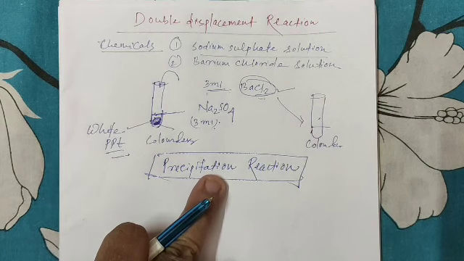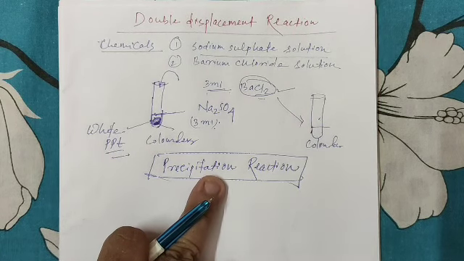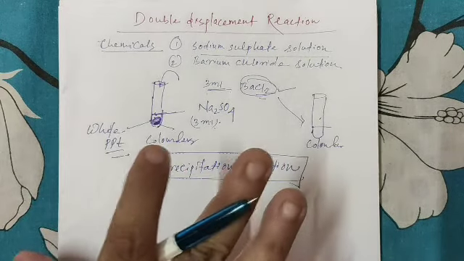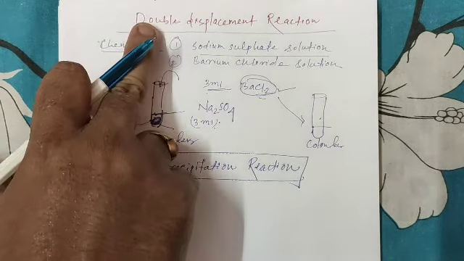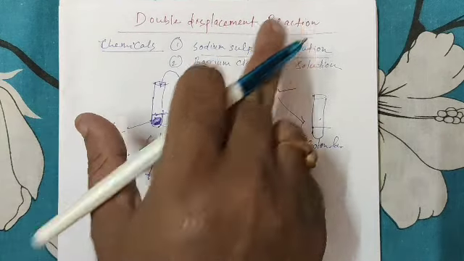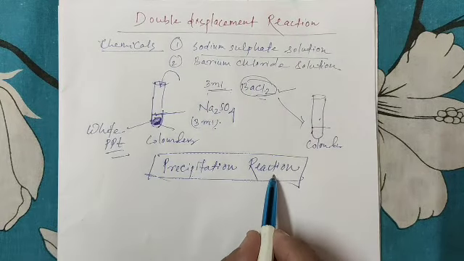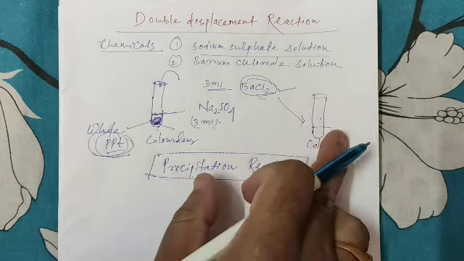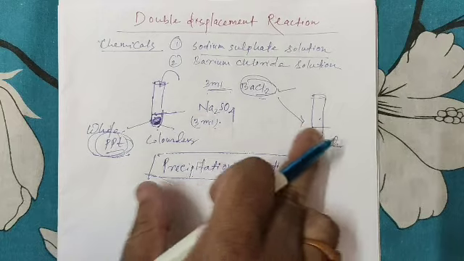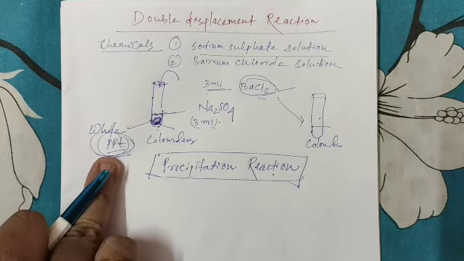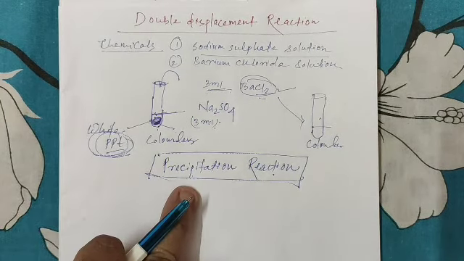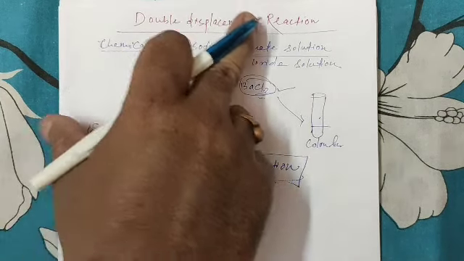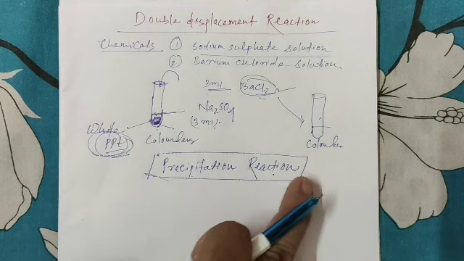I also told this reaction is the precipitation reaction, but we will discuss the actual definition of double displacement reaction. Why is it called precipitation reaction? Because you are getting a precipitate during the reaction. We observed a precipitate formation, that's why that is called precipitation reaction. So some of the double displacement reactions are also precipitation reactions.